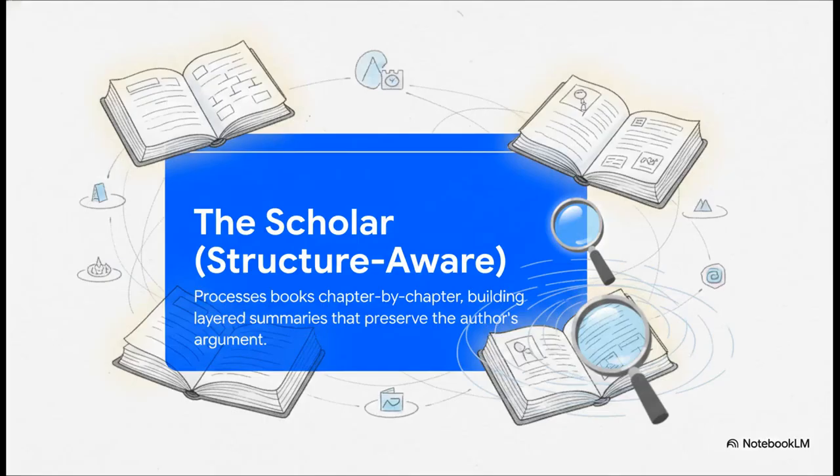And that brings us to our final reader, the scholar. This method, which is called structure-aware indexing, is by far the most deliberate. It reads each book chapter by chapter, but it's not just summarizing. No, it's building a hierarchical, layered understanding of the author's entire argument. It knows that a specific passage in Chapter 2 is actually the setup for a major takedown in Chapter 5. It understands the role that each piece of the text plays in the whole.